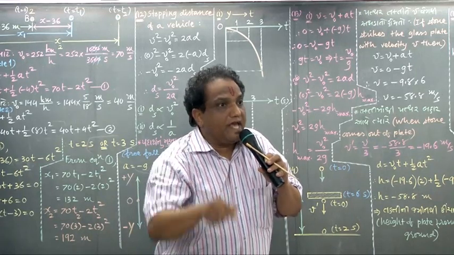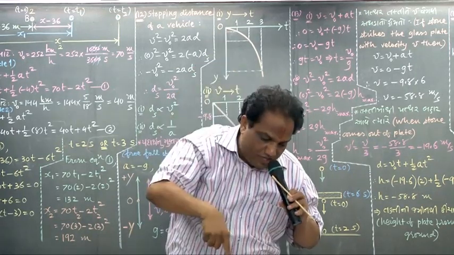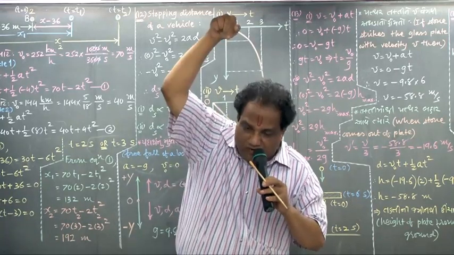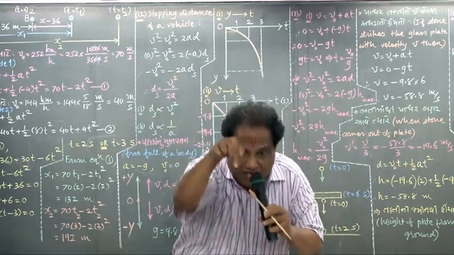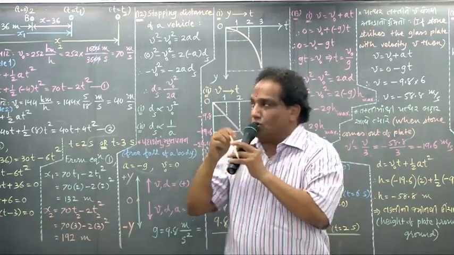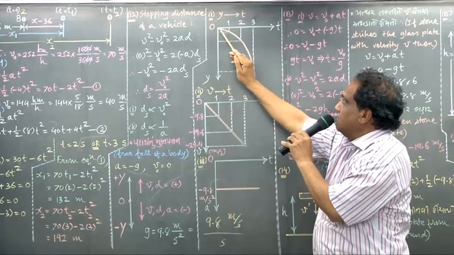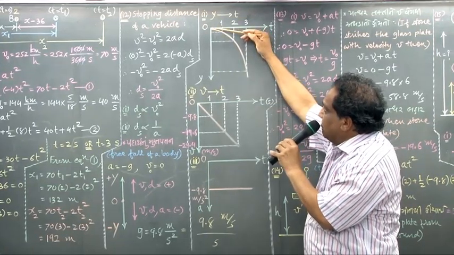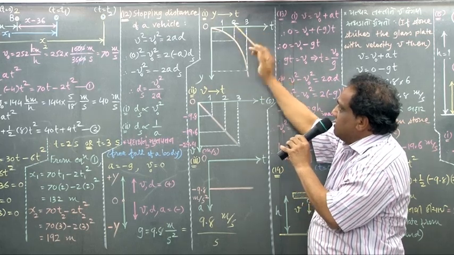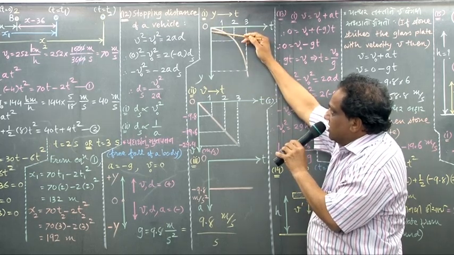So what does it mean? As time passes on, velocity keeps on increasing. Naturally, when velocity goes on increasing, the distance traveled in the same time will go on increasing. That's why, look, in the very first second, the distance traveled vertically downwards is only this much. In another 1 second, the distance traveled is still greater.